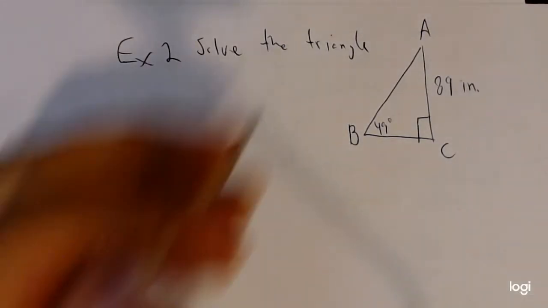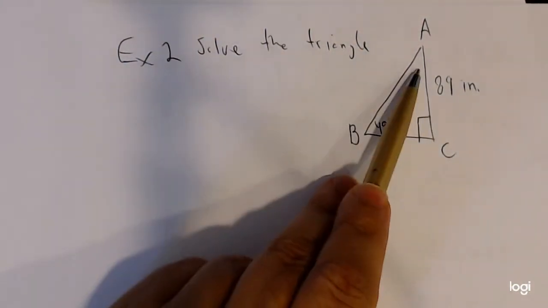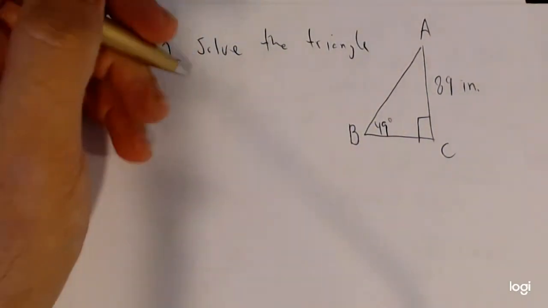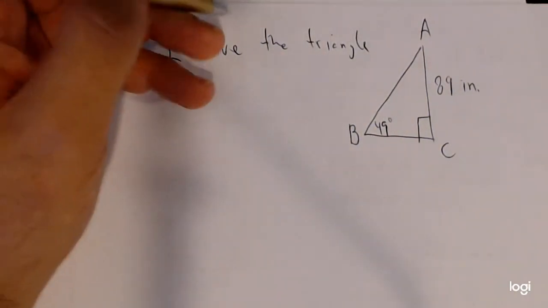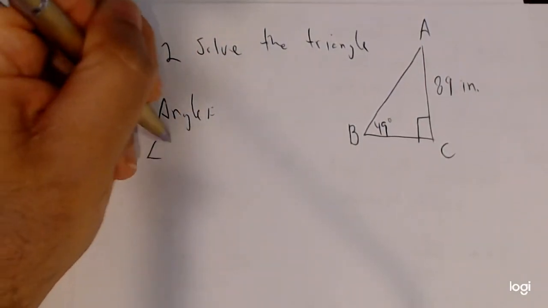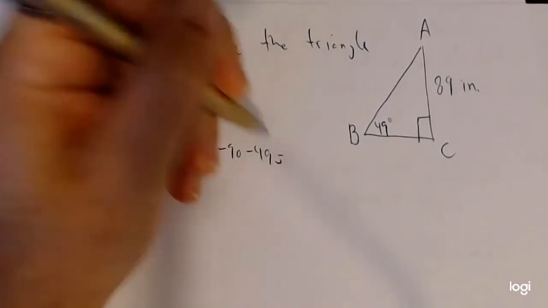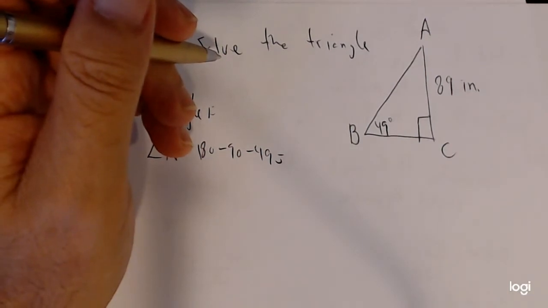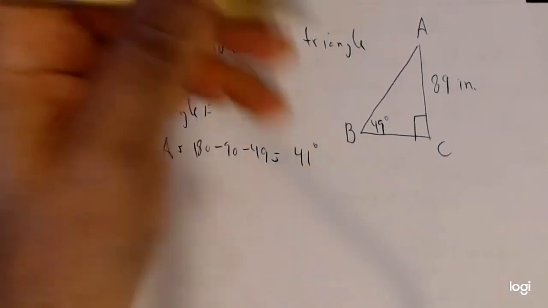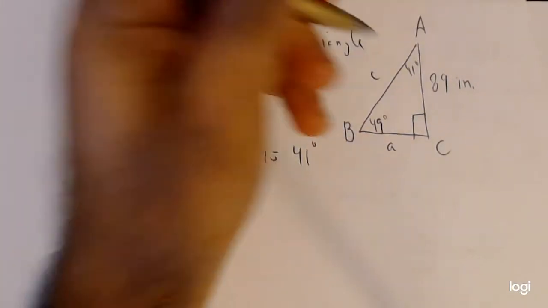So now when we notice this, we say to ourselves, well, the good news is I could find this missing angle. I could find angle A again, because if I have 2 of the 3 angles, then I could easily find that angle. So if I go after the angles, angle A will just be what's left of 180 when I take away 90 and 49. So if I do that, I get 41 degrees. So we know that angle A is 41 degrees. So now we need to find side A and side C.